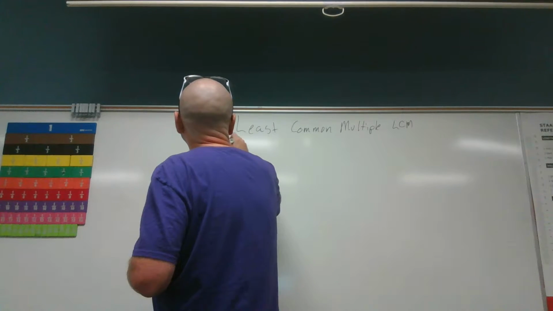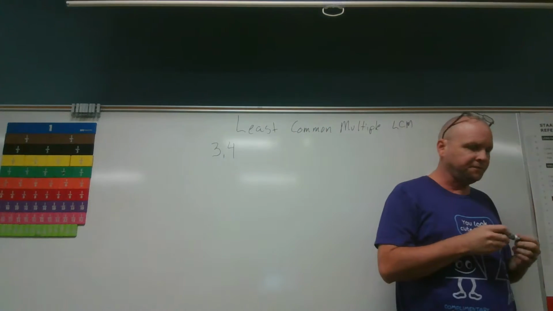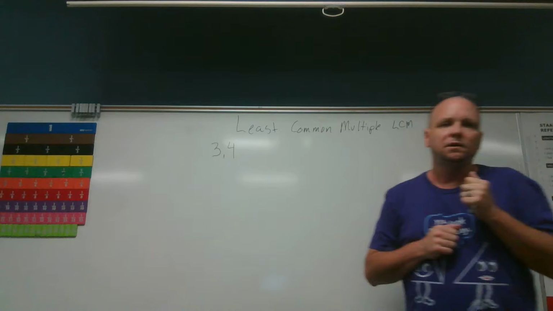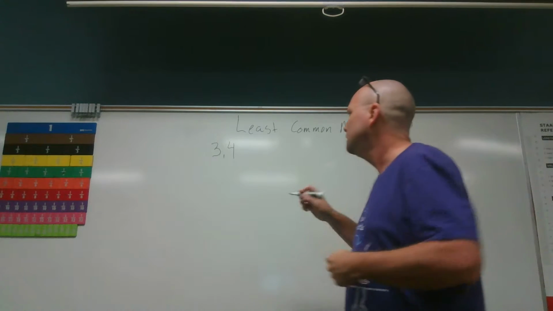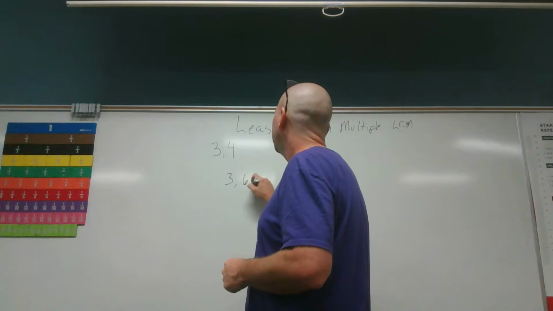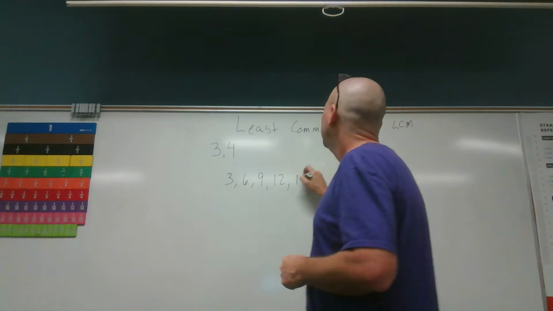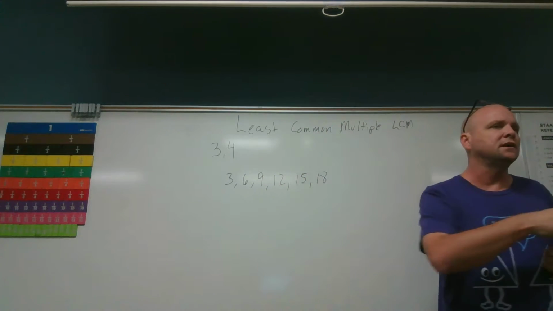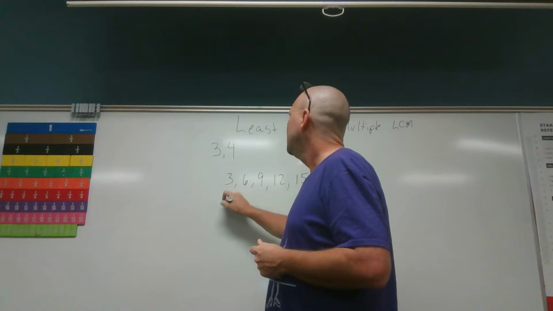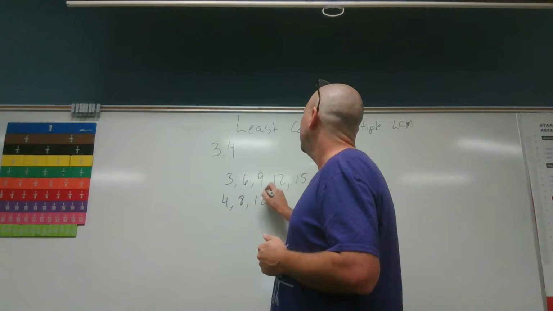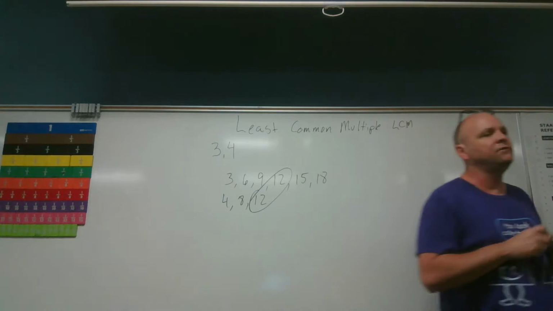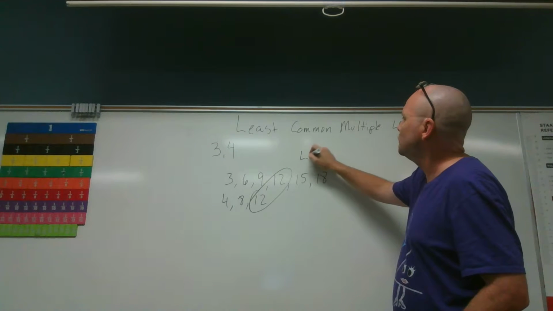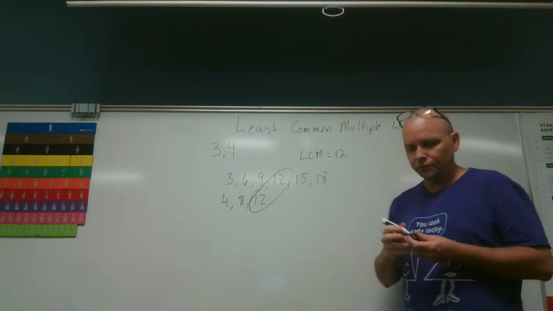We were given the numbers 3 and 4, and it asked us to find the least common multiple of 3 and 4. Think multiple, find multiplication chart. So I'm going to list the multiples of 3: 15, 18. I'm not going to keep going forever because there are millions of common multiples. 4, 8, 12. Boom. The first one they have in common is 12. So the least common multiple equals 12.